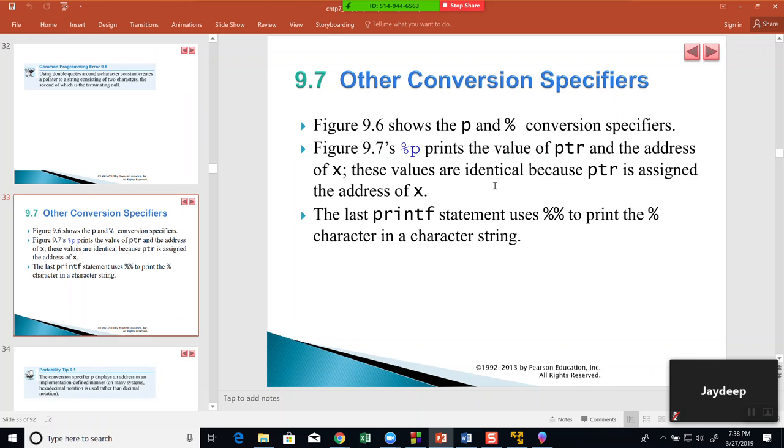Other conversion specifiers, %p. %p prints the value of the pointer and the address of x. These values are identical because the pointer is assigned the address of x. The last printf statement uses %% to print the % character in a character string.